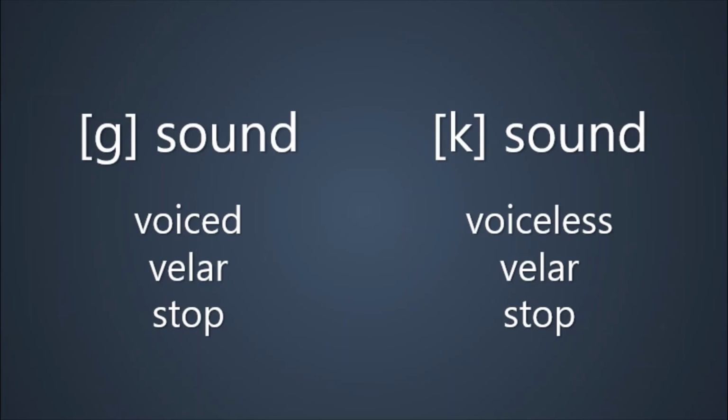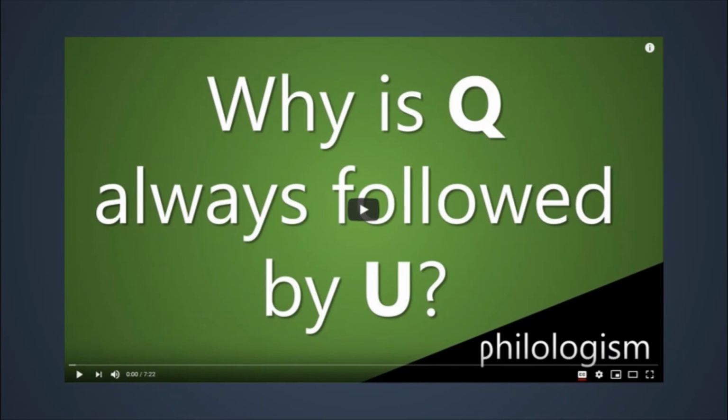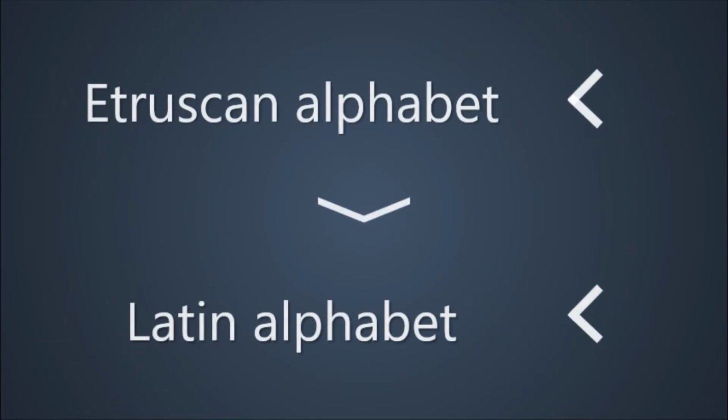Greek already had some other letters which represented the K sound, and you can watch me explain how that all worked in my video, Why is Q always followed by U? So Etruscan had this letter which had the sound K. The Latin language took its alphabet from Etruscan, and so ended up with the same third letter of the alphabet, with the sound K.